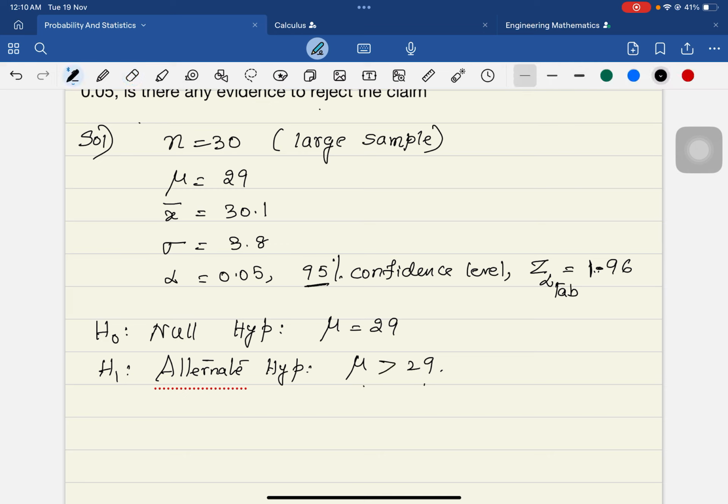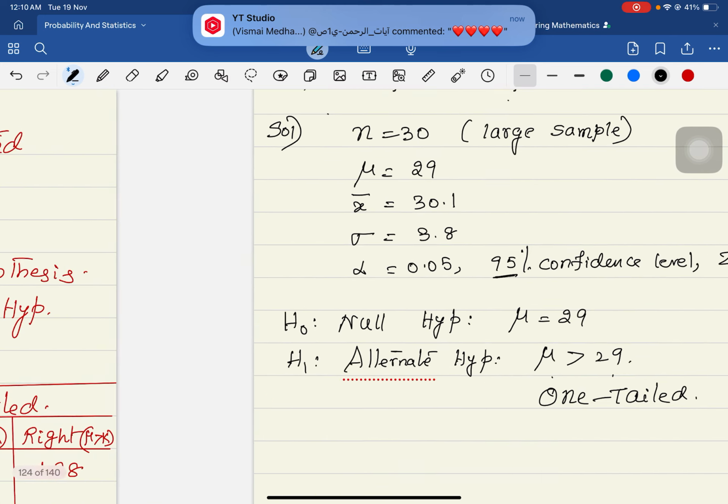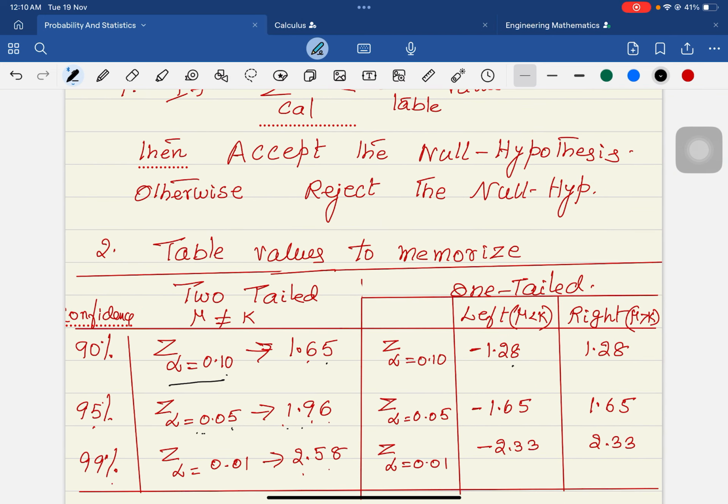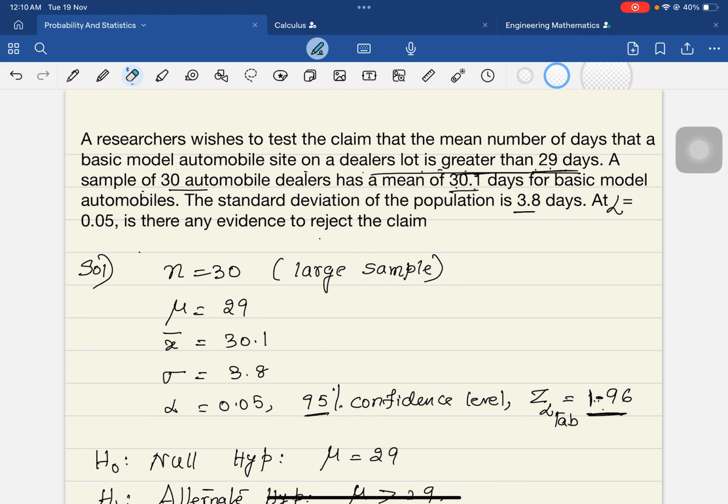Is it one-tailed or two-tailed now? It is one-tailed, since it is given as greater than 29. Generally when you do the problem, this is what we write. So now we write this Z alpha as 1.65. For two-tailed it is different, but for alpha 0.05 and greater than, it is 1.65. So this is what you have to take as the Z alpha. I purposely wrote this as Z alpha because you will be doing the same mistake, and I don't want you to make it in the exam.